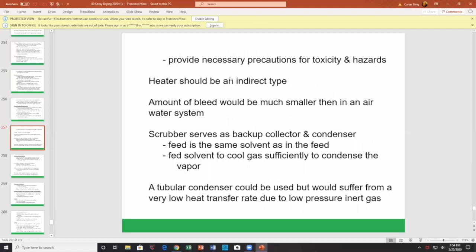Heater should be indirect, right? Indirect dryer. We went over indirect drying. Amount of bleed should be much smaller than the air-water systems. The amount of bleed, if you have a bleed, is that it passes through a flame. Scrubber serves as a backup collector and condenser. Okay. Feed solvents to cool gas sufficiently to condense the vapor. Feed is the same solvent as the feed. Tubular condenser should be used, but would suffer from a very low heat transfer rate due to low pressure inert gases.